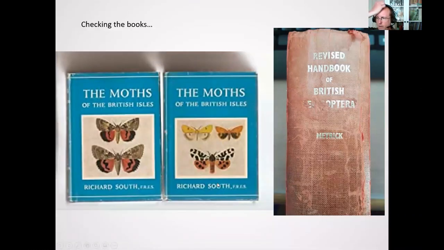I've banged on about my age quite a bit already. When I started out, we were relying on Richard South's amazing two-volume set, fantastic books. But if you wanted to flick through the pictures because you didn't know where to start, the plates are all interspersed within the text, so it could take quite a long time. And if you didn't find it in the first volume, you then had to go to the second volume and flick through that. And if you were looking at micros, you were relying on Meyrick, where there are no pictures. It's all text, with the odd line drawing of wing venation, and that's all you've got to go on. All entirely key based. It's quite tough, and it was quite tough back in the day.